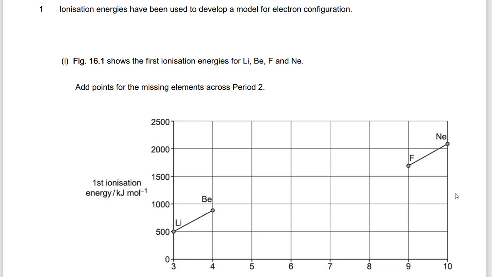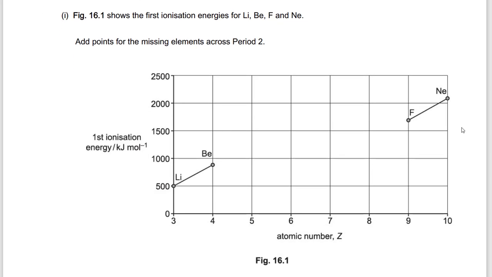So we'll kick right off with this first one, which is quite a complicated one in the sense that it talks about ionization energies. However, it asks you to add the missing points for the elements across period 2. It's given us lithium and beryllium as the first two, and it's expecting us to put in boron, carbon, nitrogen, and oxygen, which doesn't seem like a difficult task because, hopefully from what you may have learned, it's quite straightforward. The ionization energies of the elements increase across the period.